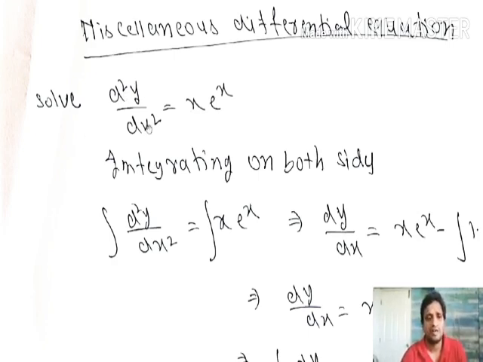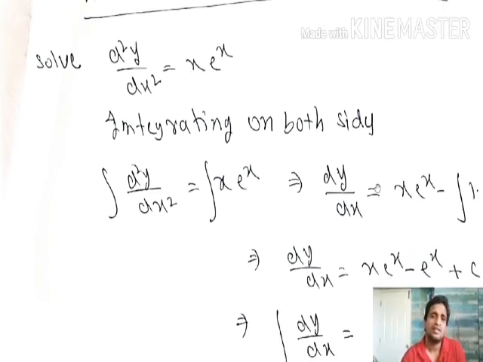So solve d square y by dx square is equal to x into e power x. The differential equation is of order 2, so we will get two constants. Both sides I am integrating, d square y by dx square and x e power x. D square y by dx square becomes dy by dx, and x e power x becomes, by applying integration by parts, x into e power x minus 1 into e power x. Here the differentiation of x is 1. So minus e power x, the integration of e power x is the same as it is, plus c1.